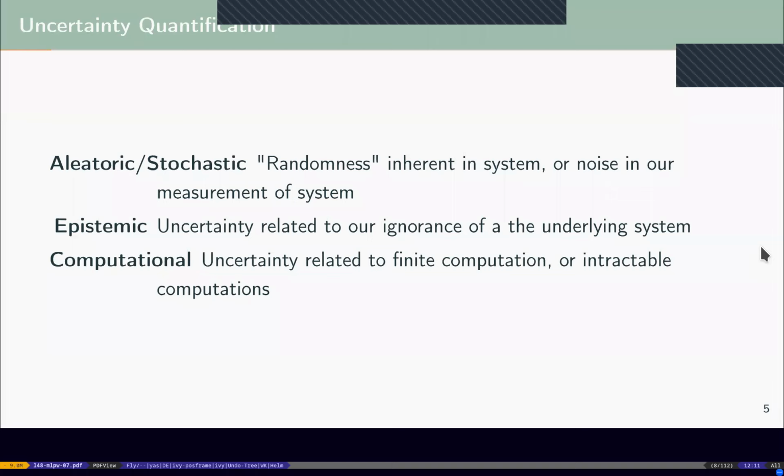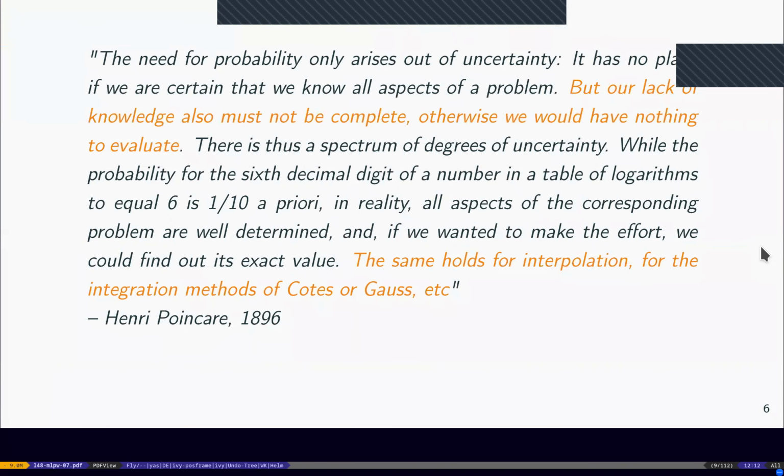Cool. So I'm going to show a very long quote from Cockayne, who said this. This contains two really important things that I think we addressed a lot in this course. The need for probability only arises out of uncertainty. It has no place if we're certain that we know all aspects of a problem. But our lack of knowledge also must not be complete. Otherwise, we would have nothing to evaluate.